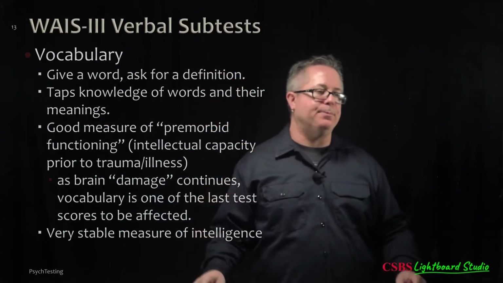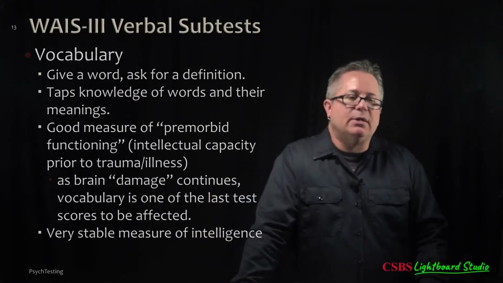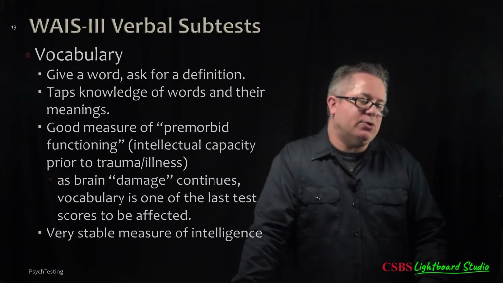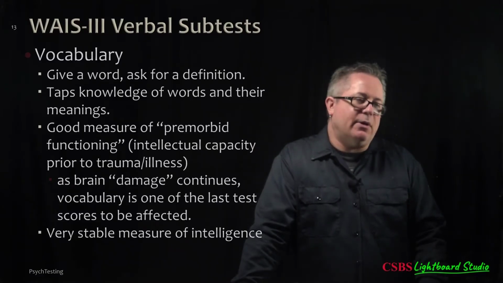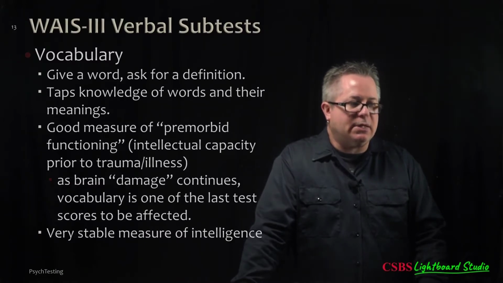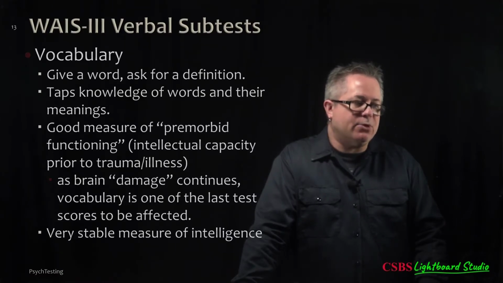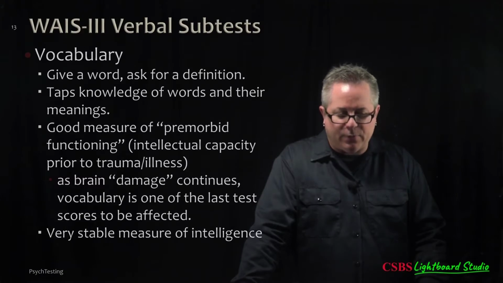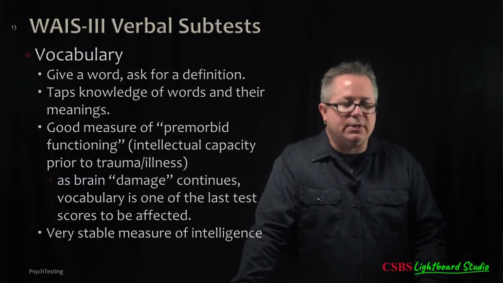But so vocabulary, you give a word, ask for definition. Very simple. Taps knowledge of words and their meaning. Good measure of what they call pre-morbid functioning, like intellectual capacity prior to trauma or illness. As brain damage continues, vocabulary is one of the last test scores to be affected, which is interesting. And it's a very stable measure of intelligence. So this is one of the ones that are going to have a higher reliability because it stays fairly stable even across ages and things.